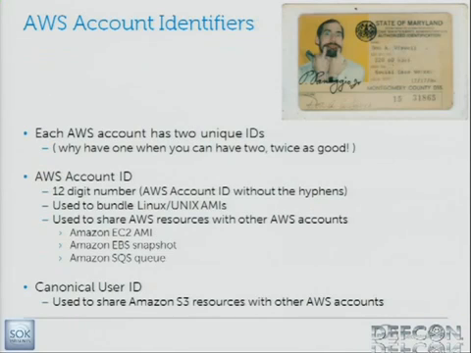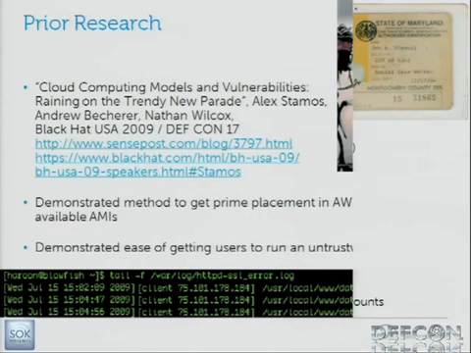Account identifiers. There are two account identifiers. There's a canonical one, which you use for certain APIs, and there's another ID that you use for other APIs. It's not really a secret, but it's a long string of digits that you could inadvertently expose in your images as well.